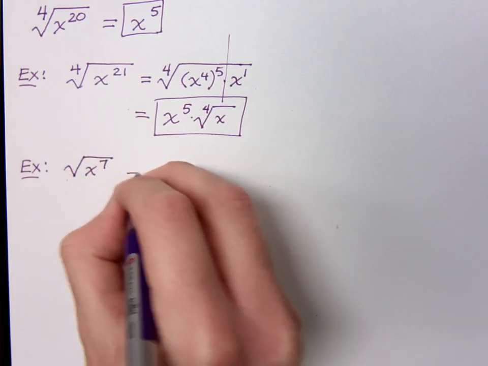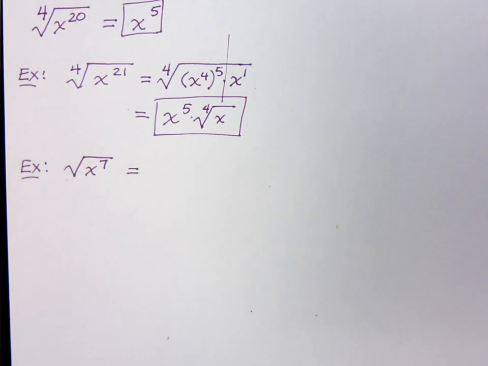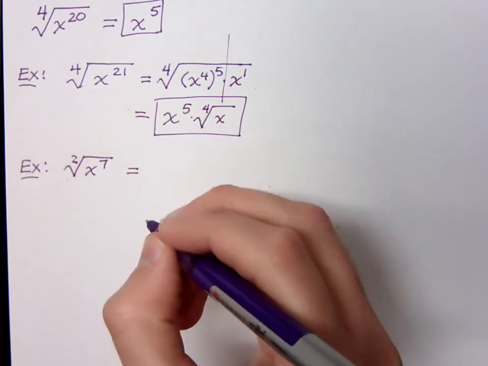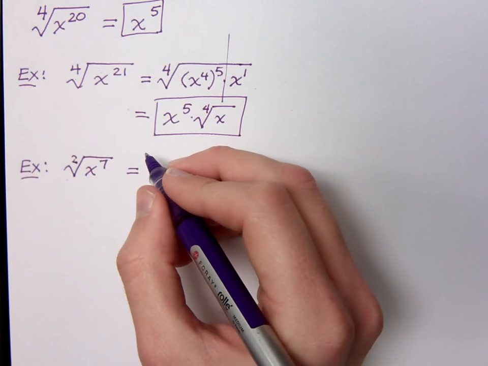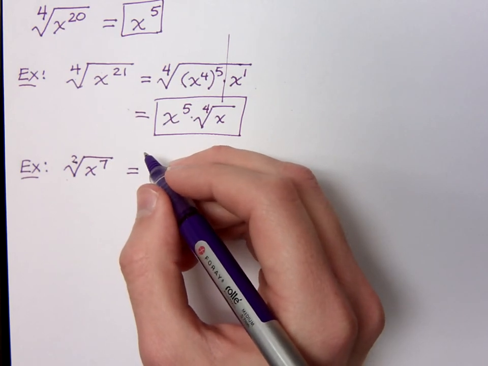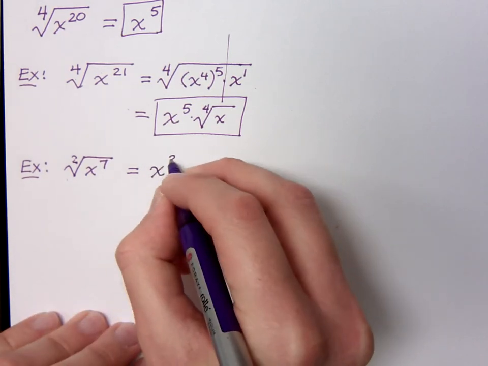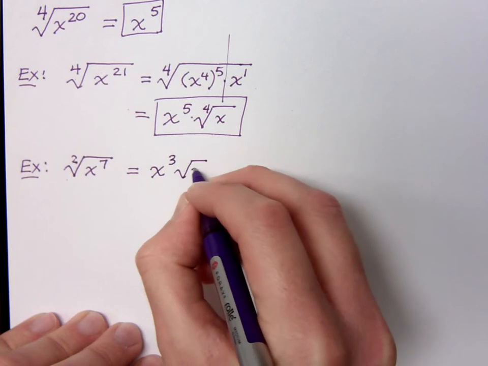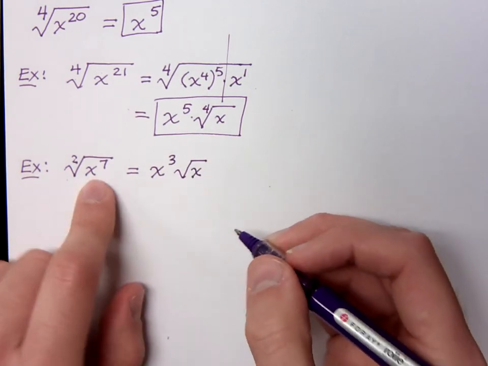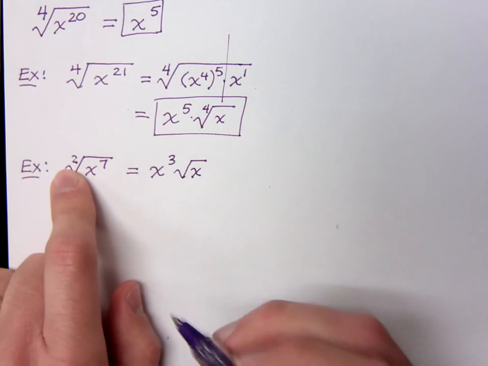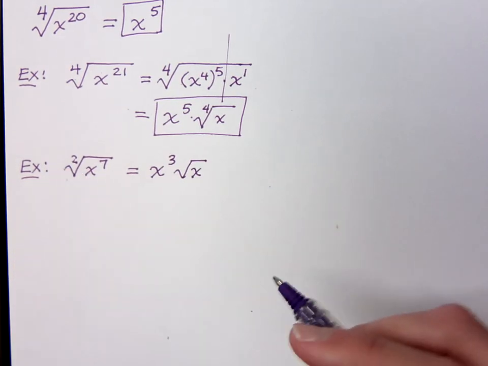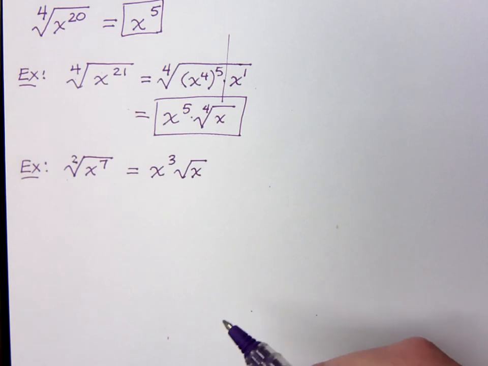The square root of x to the 7th. What is the index here? 2. The understood index is 2. So it's x to the 3rd times the square root of x. Now check this out. If you have 7 factors of x, I'm looking for the square root, so I need to put these in pairs. How many pairs of x's would I have? 3. I'd have 3 pairs, but then I've got 1 leftover, right?